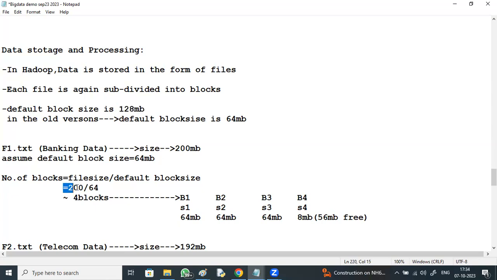So here a 200 MB file is divided into 64 MB blocks. How many blocks? B1, B2, B3, B4, because 4 blocks. B1 size 64 MB, B2 size 64 MB, B3 size 64, B4 size 8 MB. Totally 56 MB is free in B4. Only 8 MB is stored.